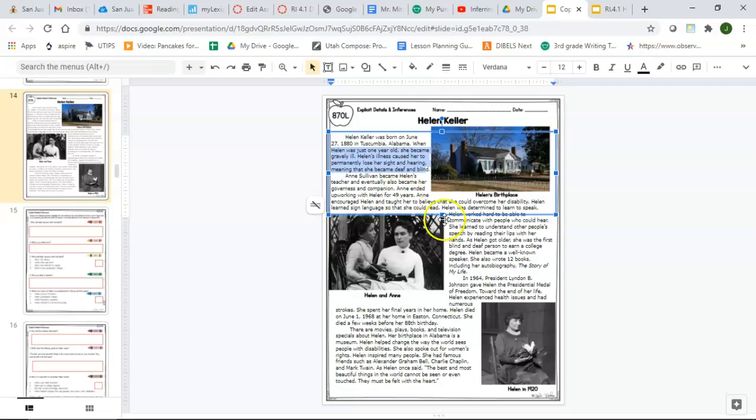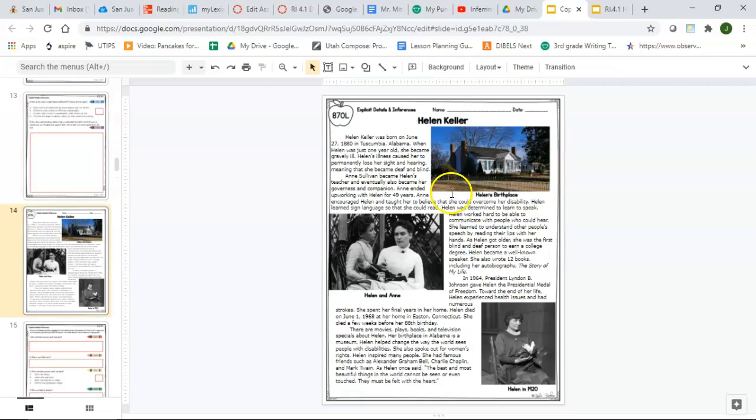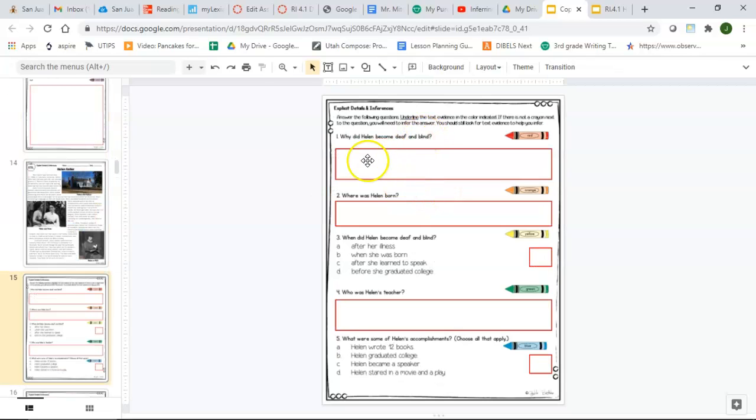So I would come back down to my next page here, and I double click on the space here. I have to double click because if I just click it once, it just highlights the box. But if I double click, then I get a cursor. That black line right there is a cursor, and that means I can type in the box. So I'm just going to say, Helen became deaf and blind. Why did she become blind? And I'm going to put the question in the answer.